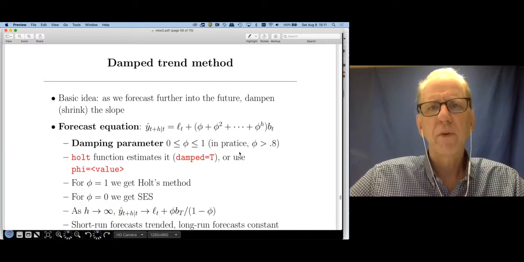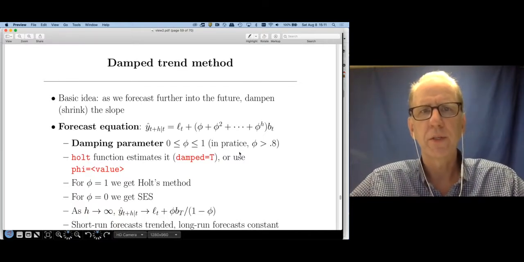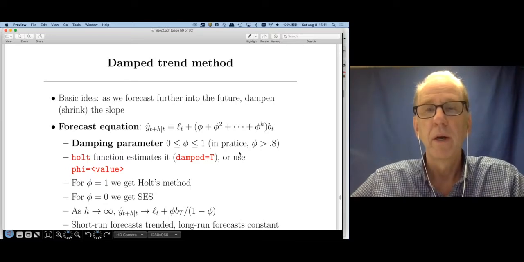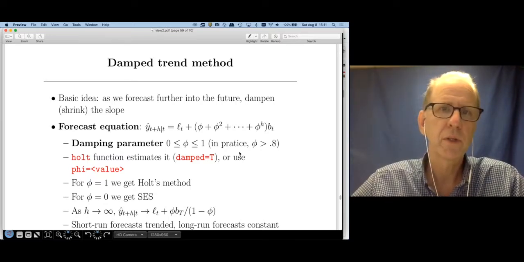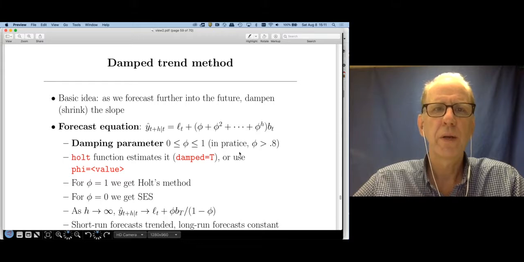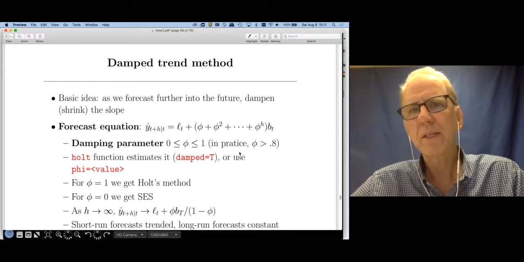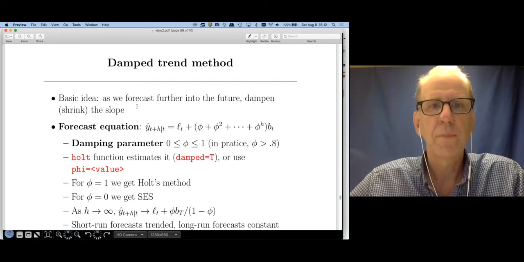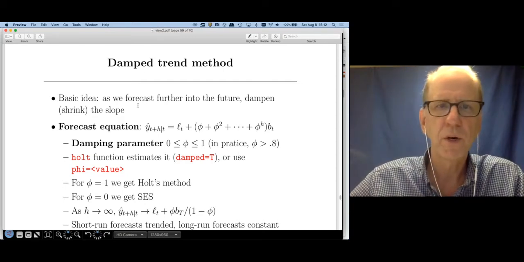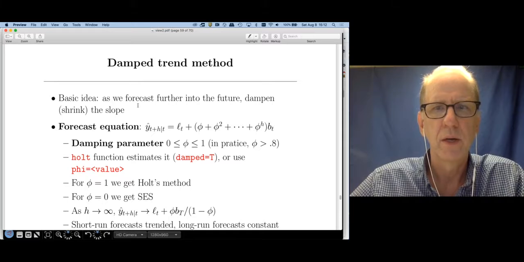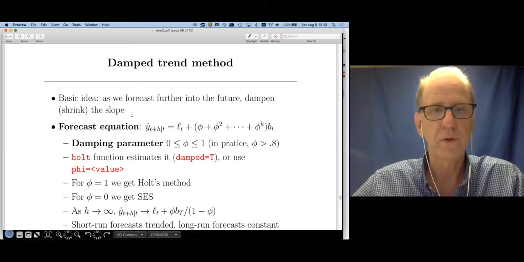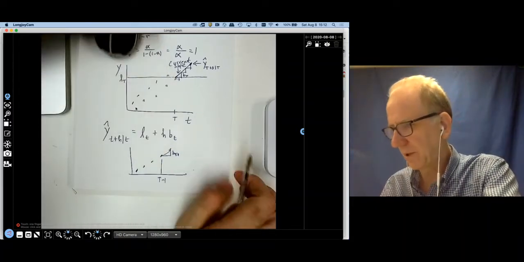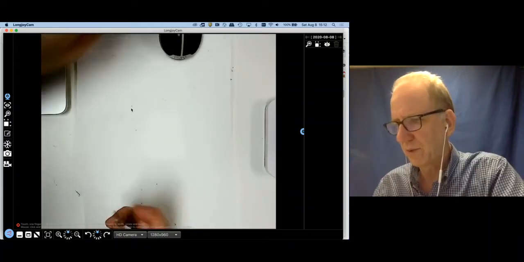All right, I want to cover one more extension of this, which turns out to be one of the better approaches in practice. It's called the damped trend method. The basic idea of the damped trend is to have our forecasts flatten out as we go off into the future. Let's go over to the sketch pad for a second, and I'm just going to illustrate this with a little picture.